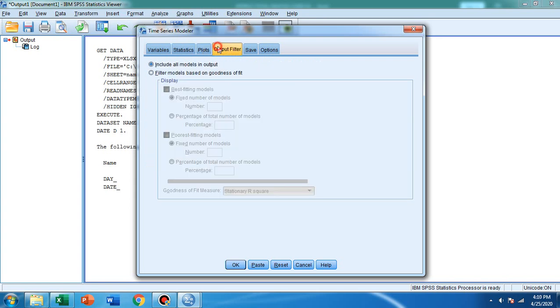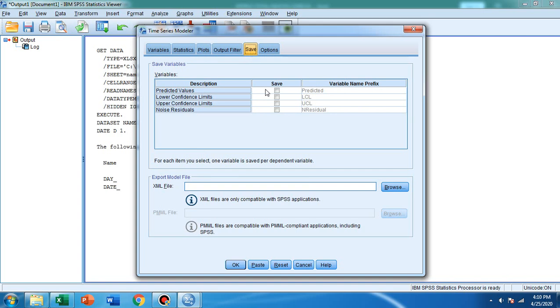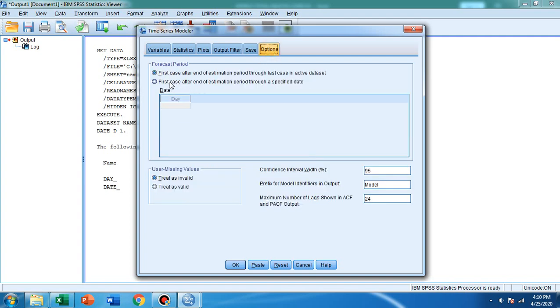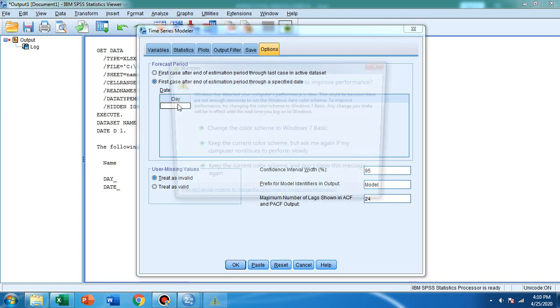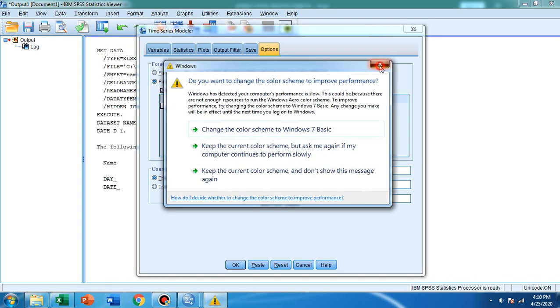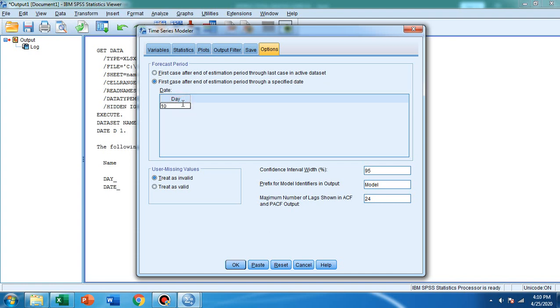And under Save, we check predicted values, lower limits, and upper limits. Then in Options, we check first case after end of estimation period. Since we're forecasting 4 weeks, and the data is week 1 to 6, we will add 4, that means up to week 10. Okay, day 10. It's a 95% interval, then press OK.